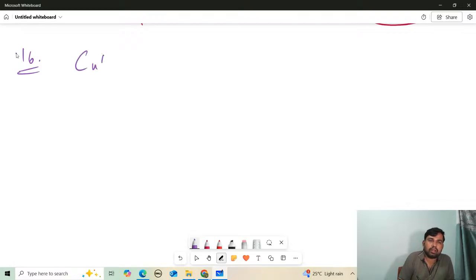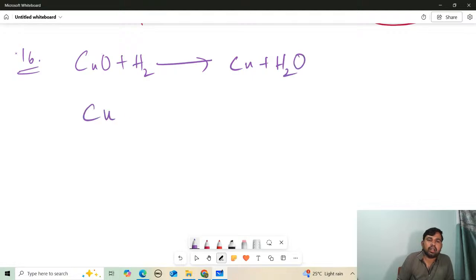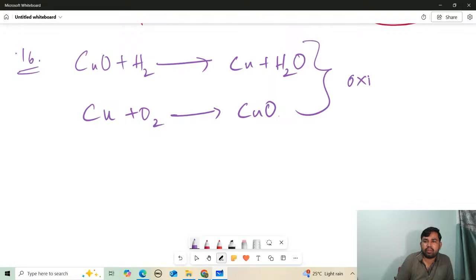Copper oxide plus H2 gives rise to copper plus H2O. This is an example. One more example, we can say copper plus oxygen gives rise to copper oxide. They're asking for two examples of oxidation. I'll say these two are examples for oxidation. The same examples we can give for reduction. Why? Because wherever there is oxidation, there will definitely be reduction.